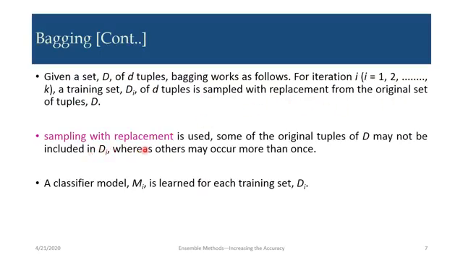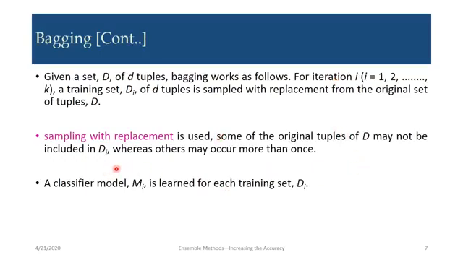So sampling with replacement is used. Some of the original tuples of the D may not be included in Di, whereas others may occur more than once. So in sampling with replacement, a copy of the sample will be there in the database. So there is a chance of repetition of the sample.